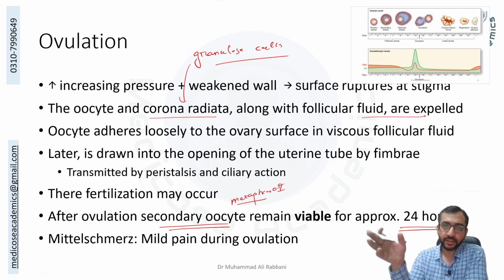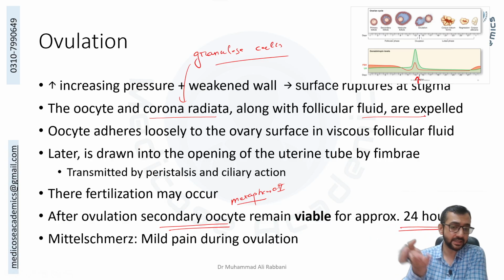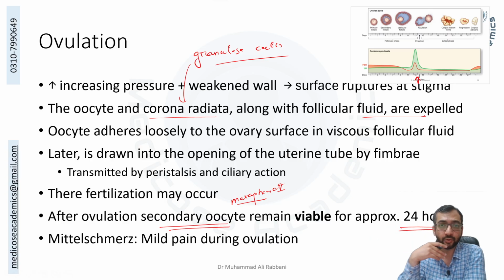As it is ovulated in the middle of the cycle, there may be some pain. This is called Mittelschmerz pain. It is a mild pain during ovulation. Some females are very sensitive to this pain, and they know when ovulation is occurring.